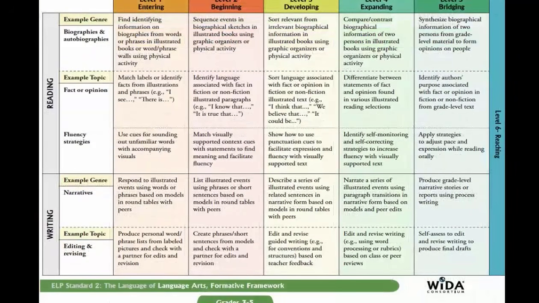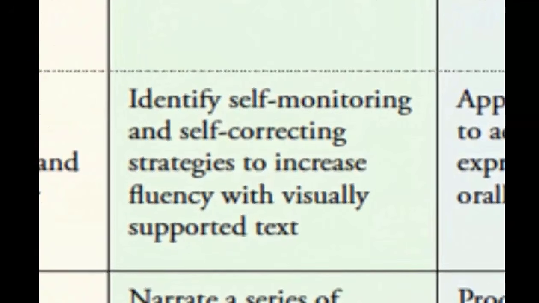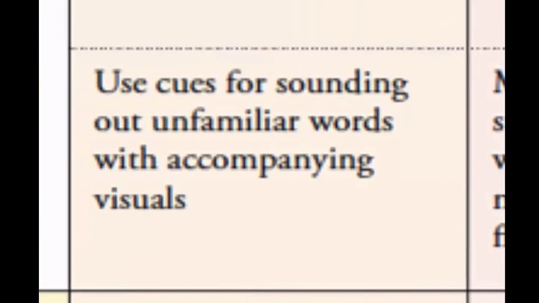In reading and writing, let's take an example in reading. A level 4 student would be able to identify self-monitoring and self-correcting strategies to increase fluency with visually supported text, whereas a level 1 student would be able to use cues for sounding out unfamiliar words with accompanying visuals.